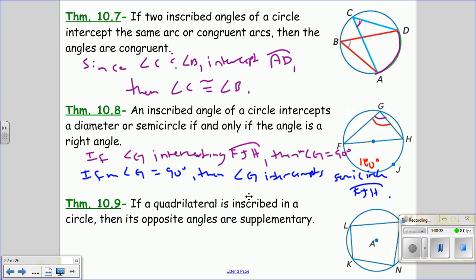All right, on 10.9 it says, if a quadrilateral is inscribed in a circle, then its opposite angles are supplementary. Quadrilateral, again, means four-sided.